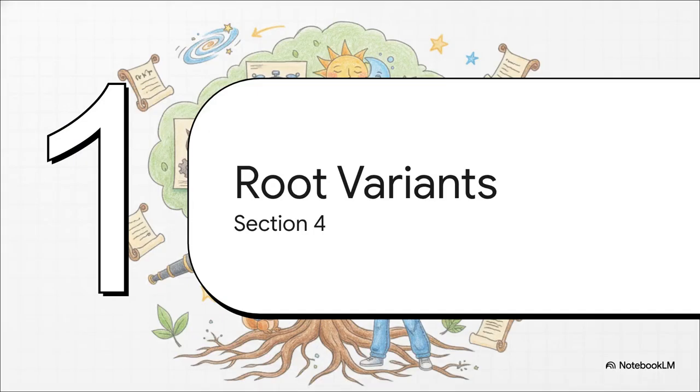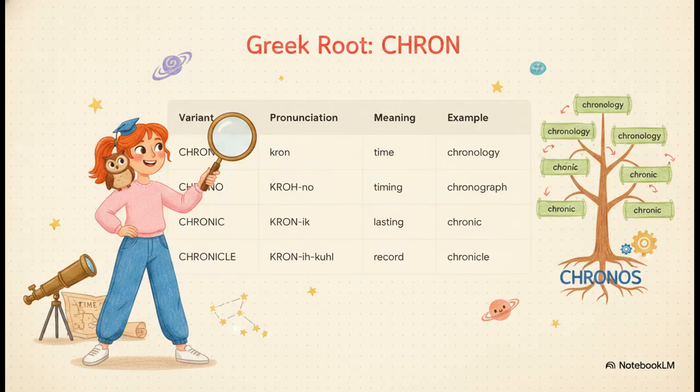Okay, Section 4, recognizing root variants. Now, here is where we need to be really sharp. This root is a bit of a master of disguise. It loves to morph its spelling to hide in plain sight, and if you want to master it, you've got to know its different costumes. Notice how the base changes slightly here. We have the standard chron, pronounced chron. Then chrono, which is often used when connecting to another root. We also have chronic, meaning lasting over time, and chronicle, a record of events.